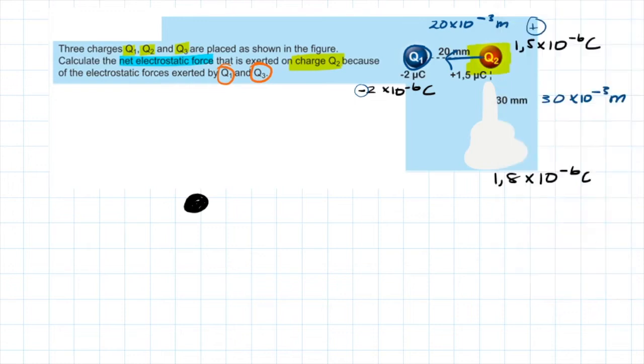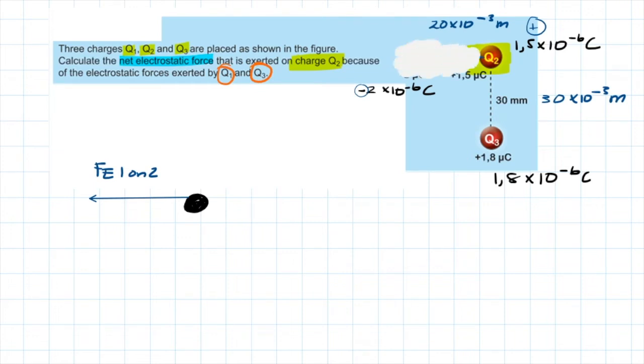And therefore, on the free body diagram, we're going to include the electrostatic force of 1 on 2, and that's going to be towards the left. Now that we're done seeing what Q1 does, let's look to see what Q3 is going to do to Q2. Q2 is positively charged and Q3 is also positively charged. We have like charges, and we know that like charges repel.